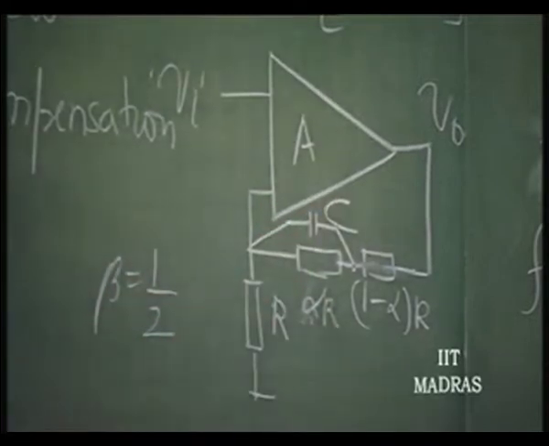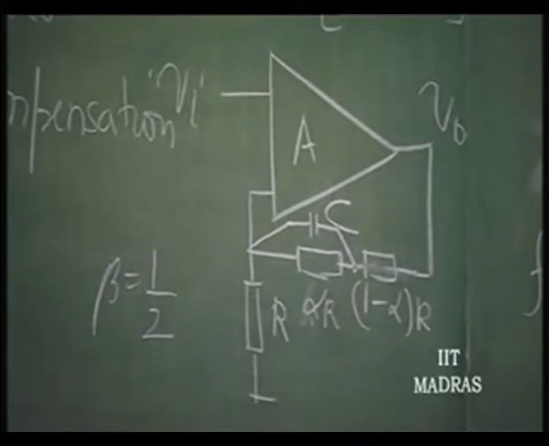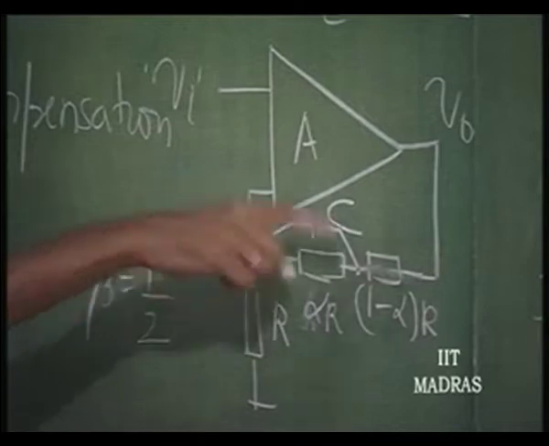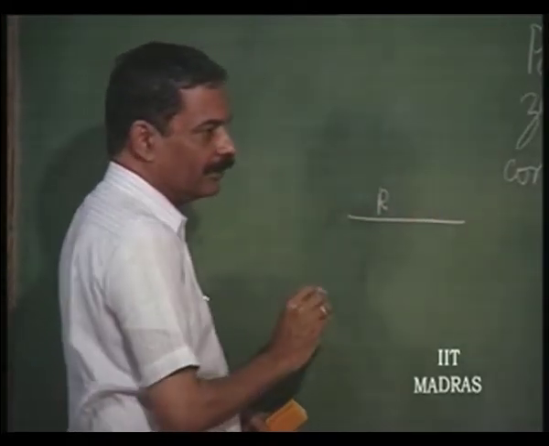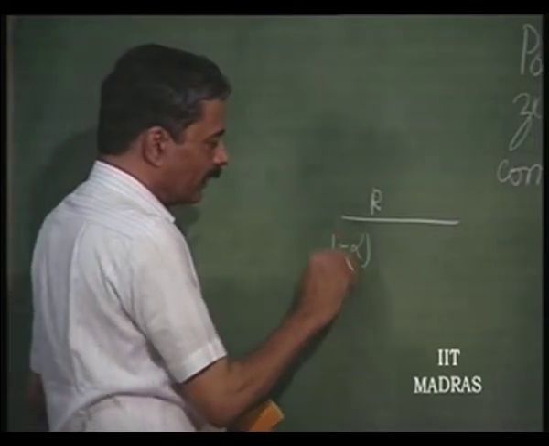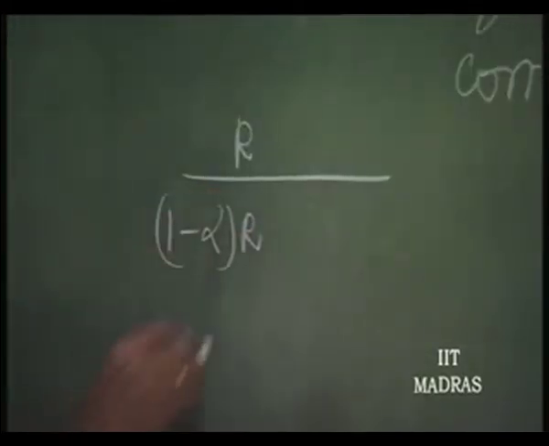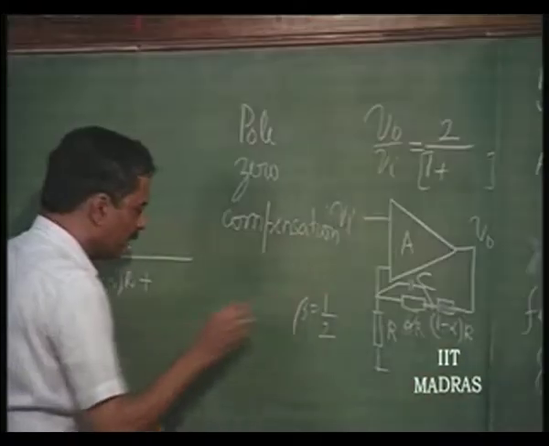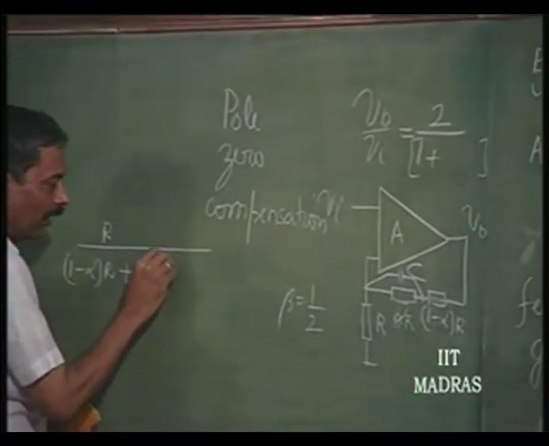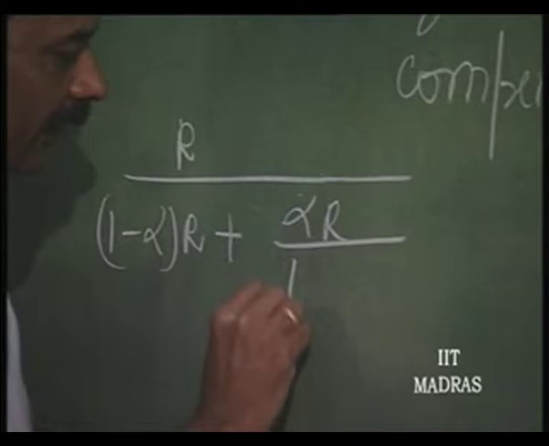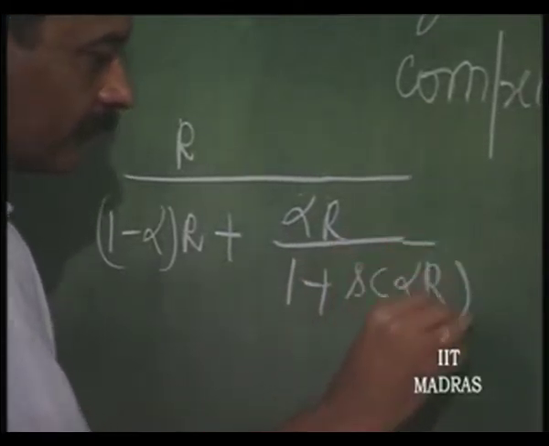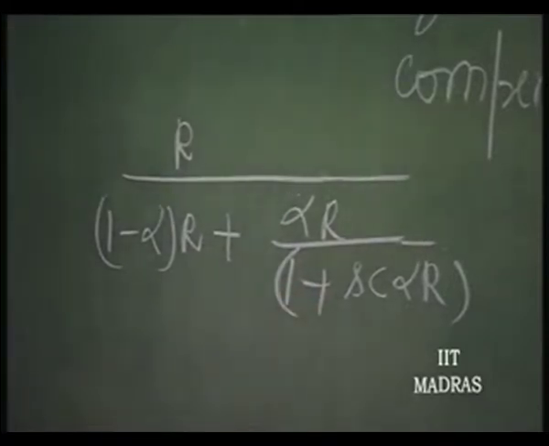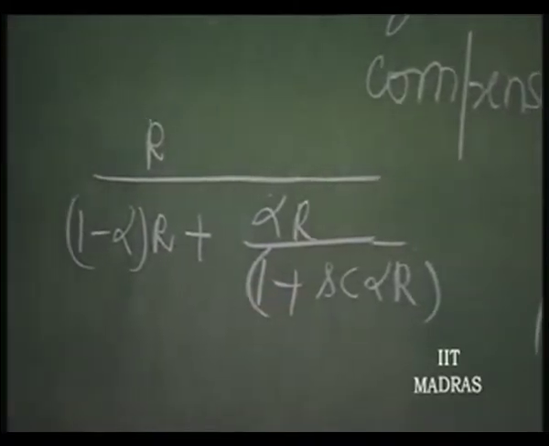Now, for this network, let us write down how beta will look. The actual beta without this was half. Now, it is R divided by 1 minus alpha times R plus this resistance, alpha R divided by 1 plus S C into alpha R. This is the attenuation beta.